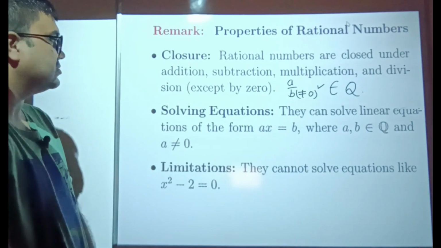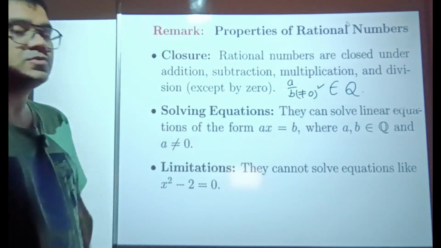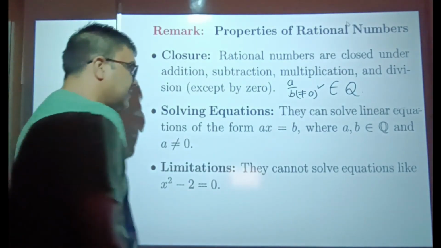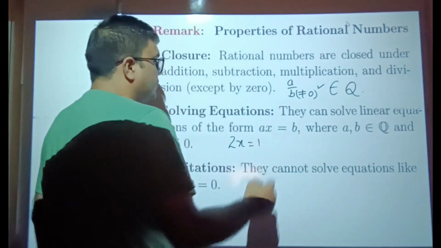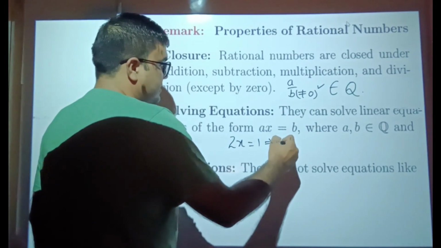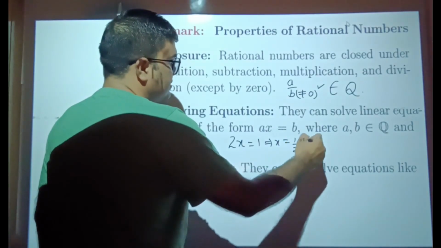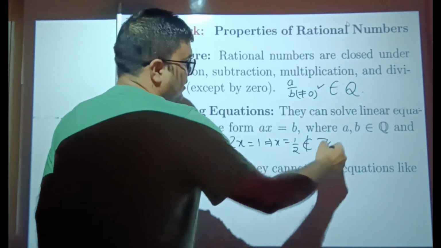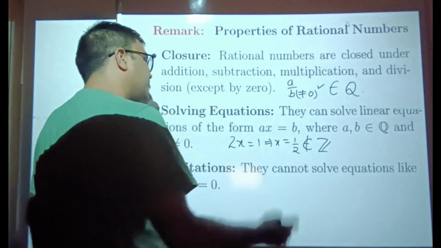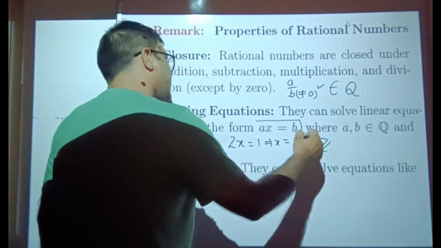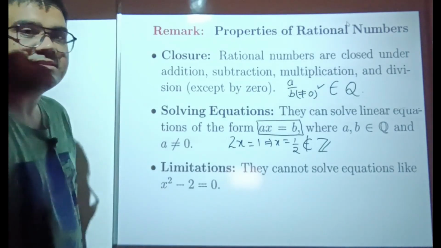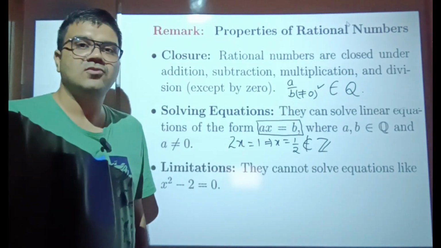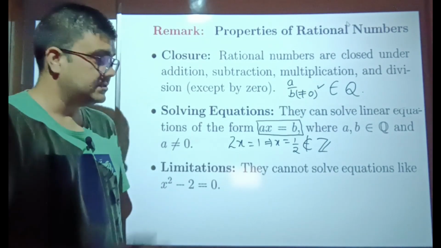Next is solving equations. When we were talking about the integers, we saw that if we have an equation of the form 2x equal to 1, this implies x is equal to 1 by 2, and this does not belong to the set of integers. But when we are talking about equations of the form ax equal to b, and we consider the rational numbers, then we can solve these kinds of equations.